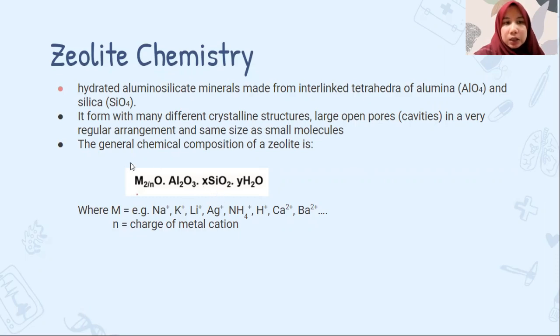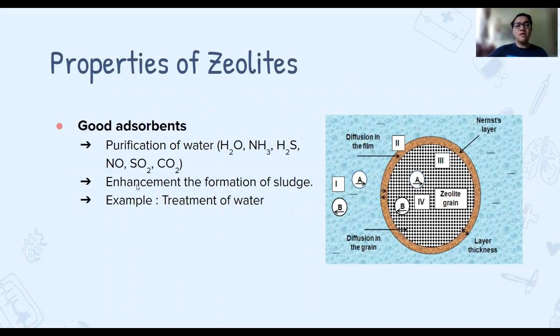And this is the general chemical composition of zeolite, where M is the cation, such as Na+, K+, and Li+, and n is the charge of the metal cation. There are many properties of zeolites. For the first one, the zeolite is a good absorbent. This property is usually used in the purification of water, as it can absorb many molecules like water, ammonia, carbon dioxide, and many other molecules.